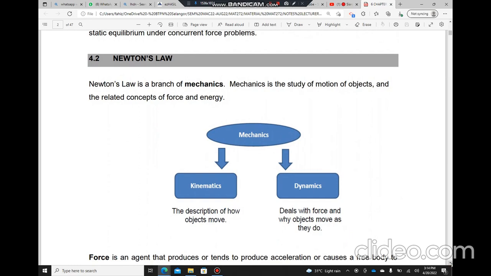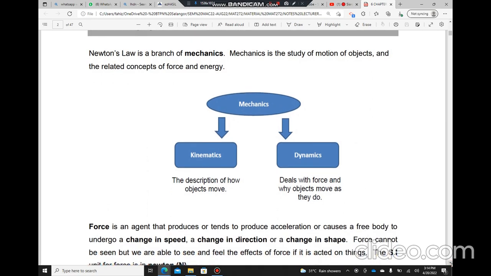Okay, first, Newton's law is a branch of mechanics. Mechanics is the study of motion of objects and the related concepts of force and energy. Okay, so untuk mechanics, we have two branches which are kinematics and dynamics. Okay, untuk kinematics, the description of how objects move. Maksudnya dia macam mana objek tu bergerak. Okay, dynamics deal with force and why objects move as they do.